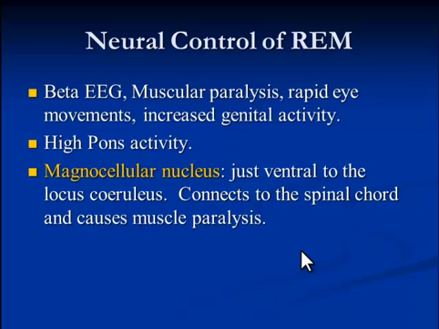And then we have the beta activity, the theta activity, the alpha activity during REM sleep. But we're dreaming. We're thinking about all these things. We've got to shut off this brain activity from the muscles. And there are a few things that do it. And one of them is the magnocellular nucleus. I like this name. It just means large cellular nucleus. Connects to the spinal cord, causes muscle paralysis.